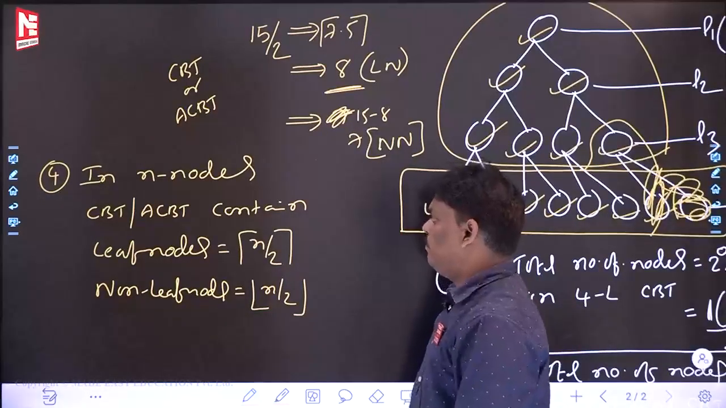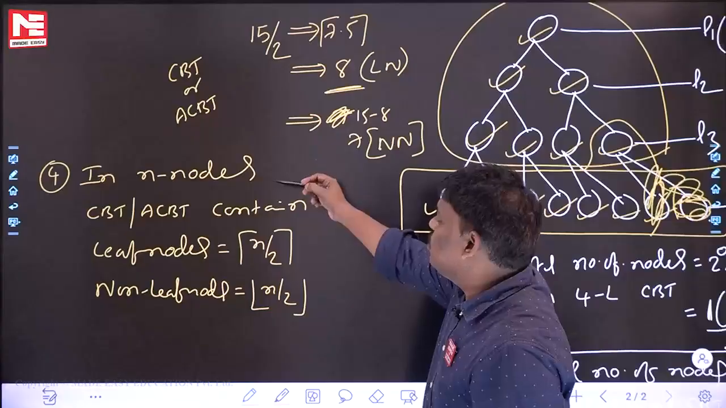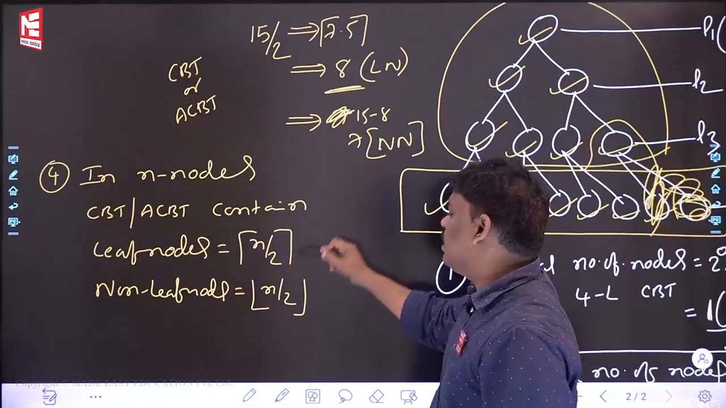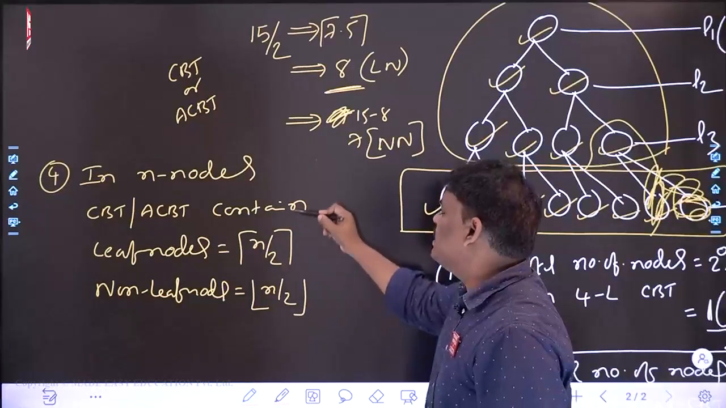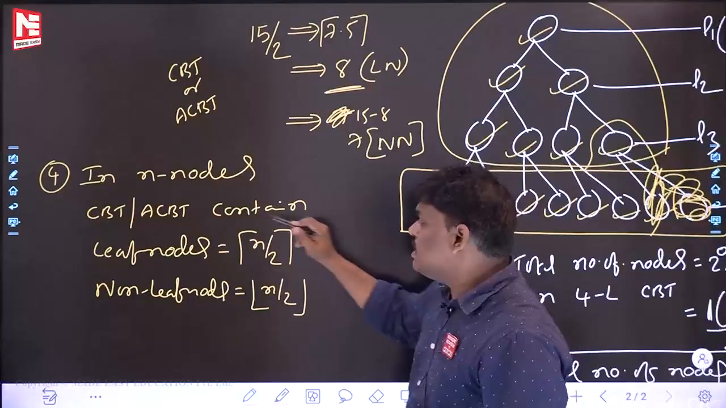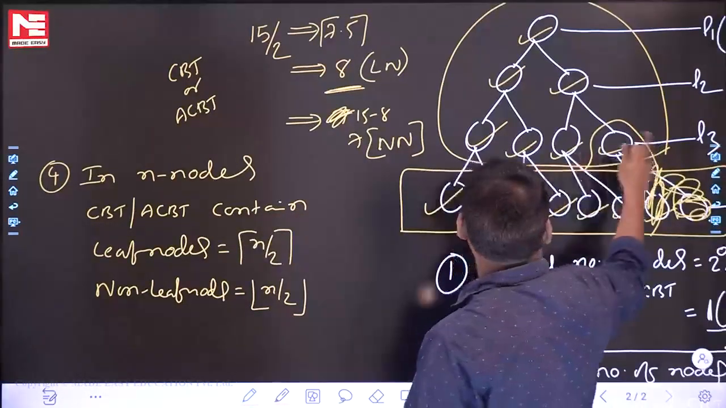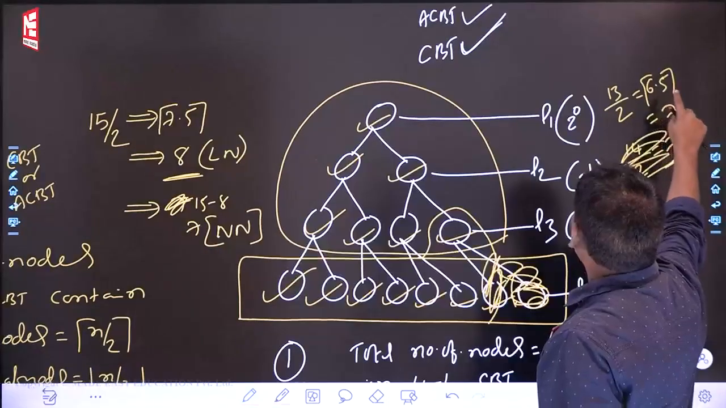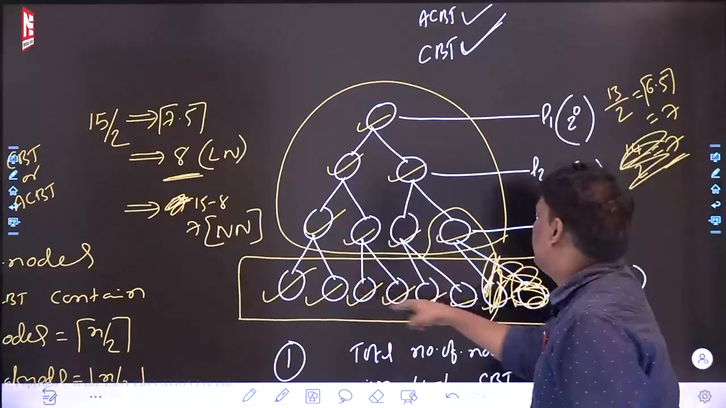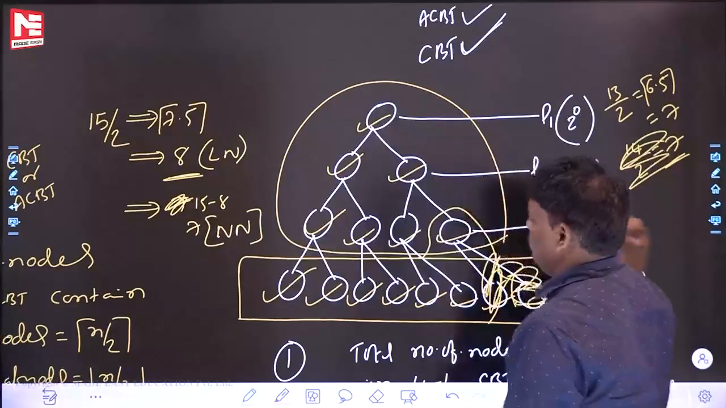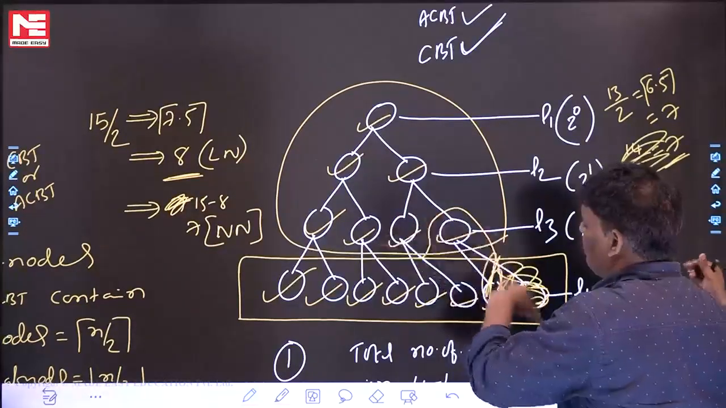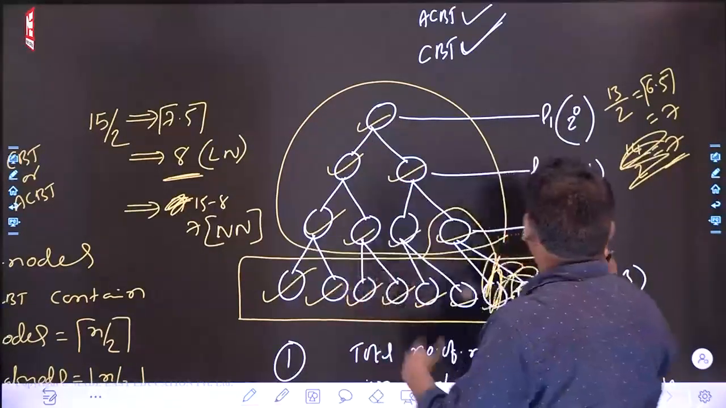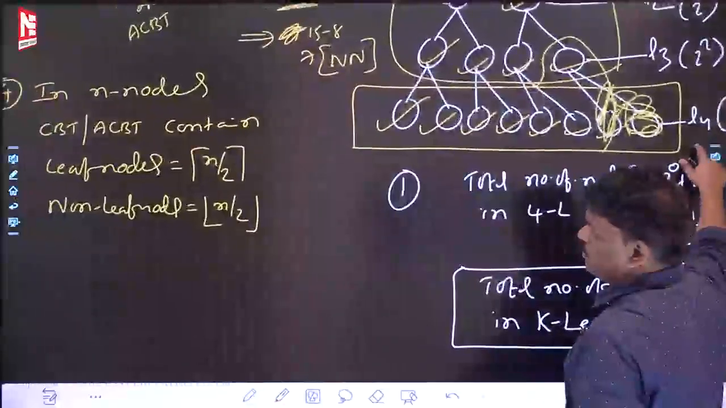Please be careful. In a complete binary tree or almost complete binary tree with n nodes, the leaf nodes are the ceiling of n by 2, and the non-leaf nodes are the floor of n by 2. Some people are asking, sir, is this working for almost complete also? I tried it, please see. 13 nodes are there, 13 by 2 is 6.5, so I took 7 leaf nodes. From the 13, if you remove 7, what remains? 1, 2, 3, 4, 5, 6. So 6 will be non-leaf.